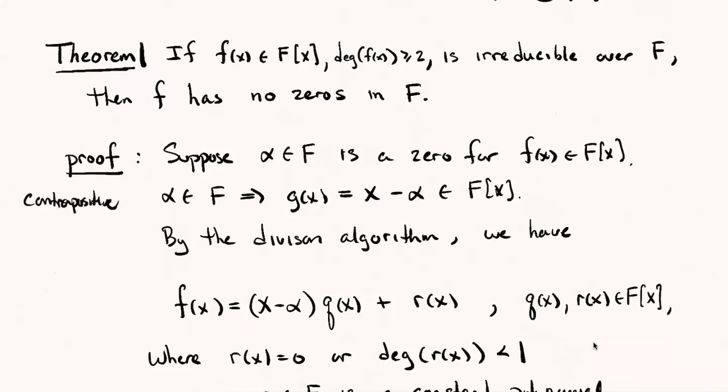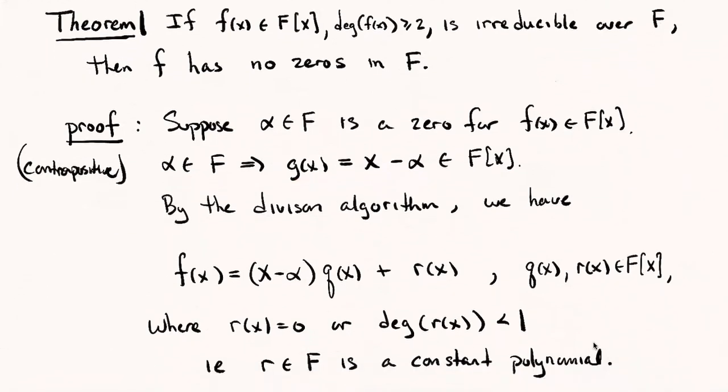Contrapositive. You know what that means. It means I'm going to assume that f has a zero. I'm going to assume the negation of the conclusion and then try to prove to you that f must be reducible. Okay, if I can show you that if it has a zero, it's reducible, then this theorem follows by contrapositive. So suppose that alpha in F is some zero for my polynomial. My polynomial has degree at least 2. Okay, so if alpha belongs to the field F, then the polynomial x minus alpha is also a polynomial over F, the linear polynomial x minus alpha.